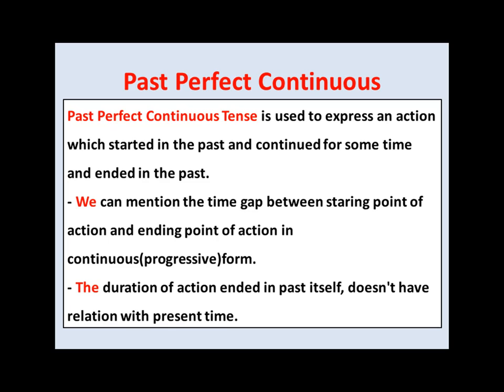Now we pass to the second part of the lesson, that is past perfect continuous. So the past perfect continuous tense or progressive is used to express an action which started in the past and continued for some time and ended in the past. We can mention the time gap between the starting point of the action and the ending point of the action in the continuous progressive form. The duration of an action ended in the past itself doesn't have relation with the present time.